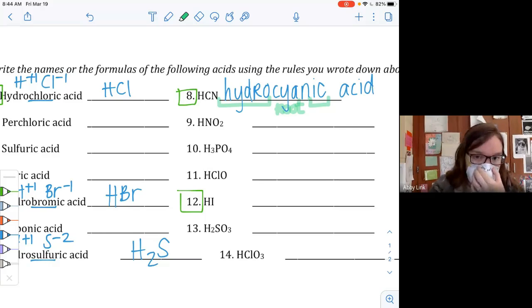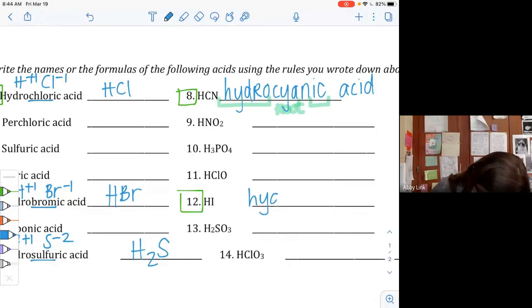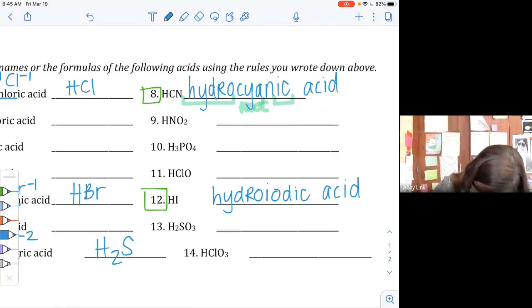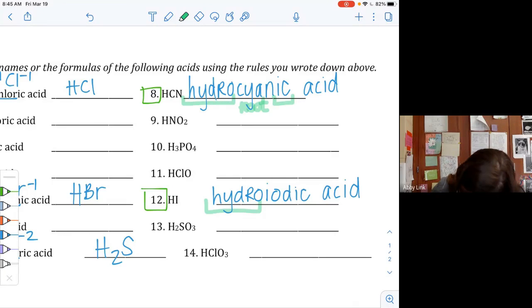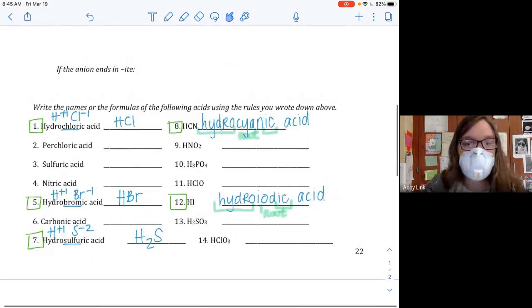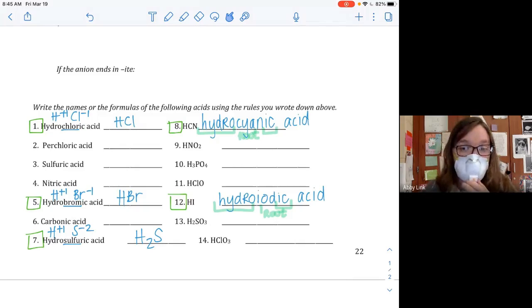Let's do number 12. So we've got hydrogen and iodine. We'll start that off with hydro. I'm thinking iodine. Careful here, there's a lot of vowels. It looks a little strange when we write the name out. Hydroiodic, with my IC there at the end, and then acid. Again, we've got the prefix, we've got the suffix, and then we've got the root there. Friends, any questions or concerns on those 5 examples that we just went through?